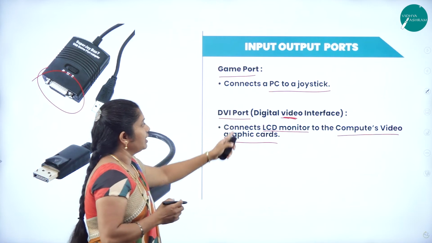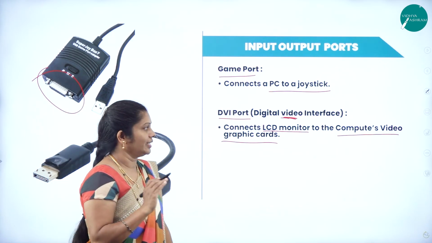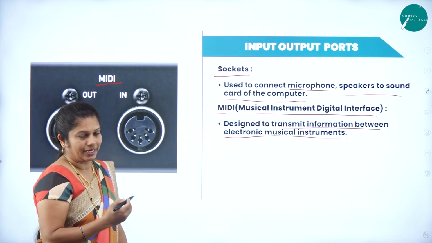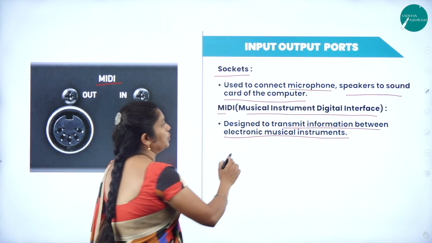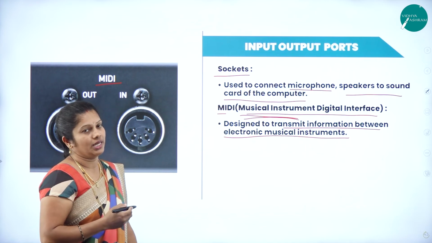Whereas the DVI port, that is Digital Video Interface, is used to connect LCD monitors to your system. Sockets, the place where we are able to connect. MIDI is used to connect musical instruments, especially MIDI is used to connect musical instruments.